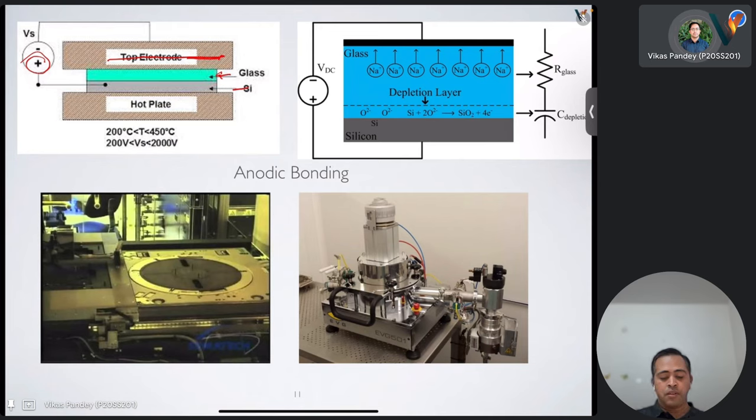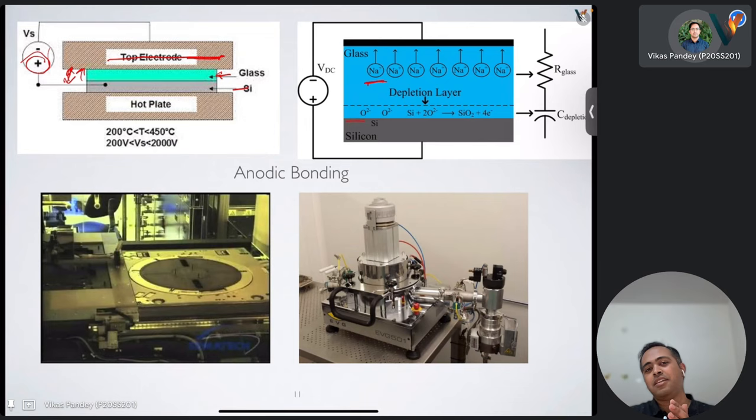So what happens is that there will be some current, like some field will be there from positive to negative. And when there is a field, the ions present will try to move. In the case of glass, there are sodium ions. This is generally soda lime glass, so purposefully there are more sodium ions. Under this effect, at the interface there is a vacancy of sodium ions, because they will try to move towards the negative since they are positive ions. And this reaction occurs.